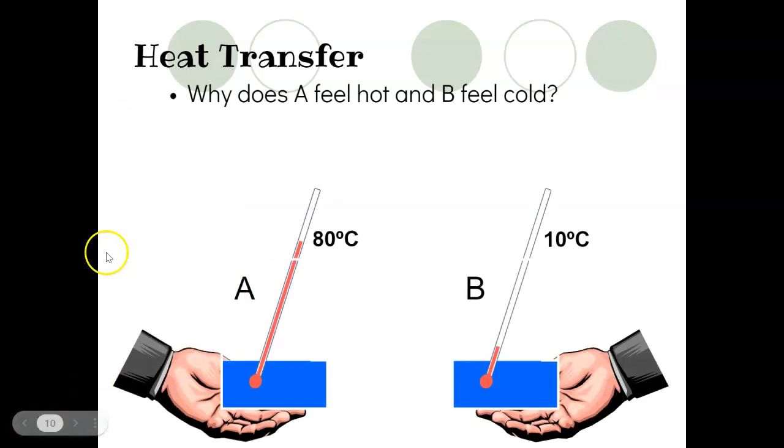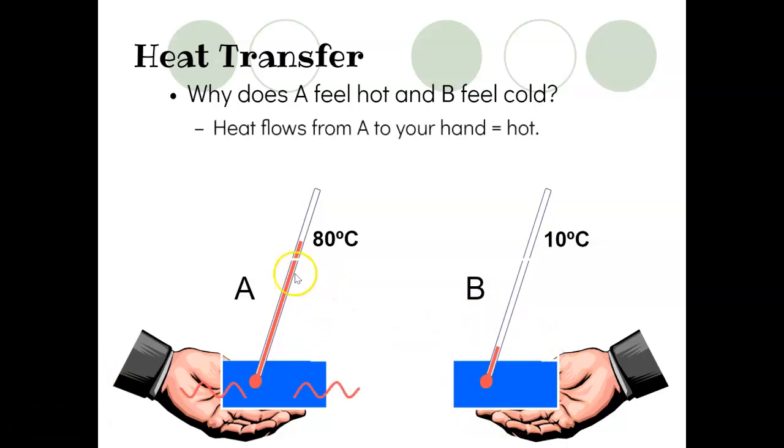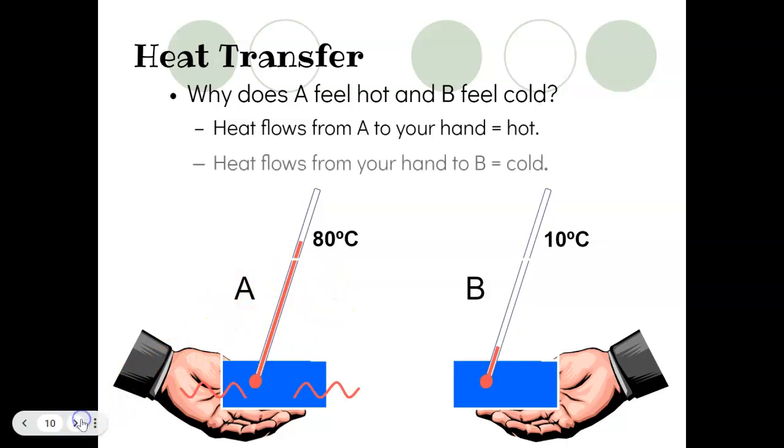So if we take a look at this, we have two different scenarios here. On the left-hand side, we've got maybe a bucket of water or a beaker of water that is 80 degrees Celsius, which is pretty warm. On the right-hand side, we have one that's 10 degrees Celsius, which is cooler. If you are holding these, person A would feel like their hand is warmer. Person B would feel like their hand is cooler.